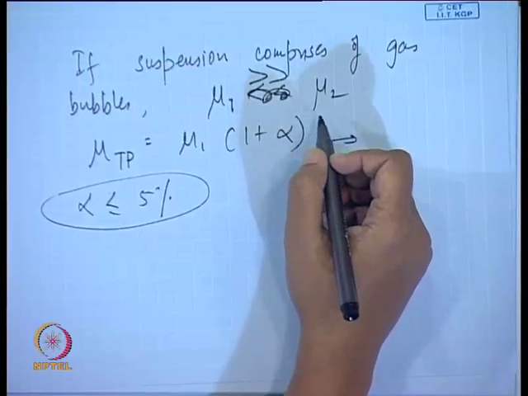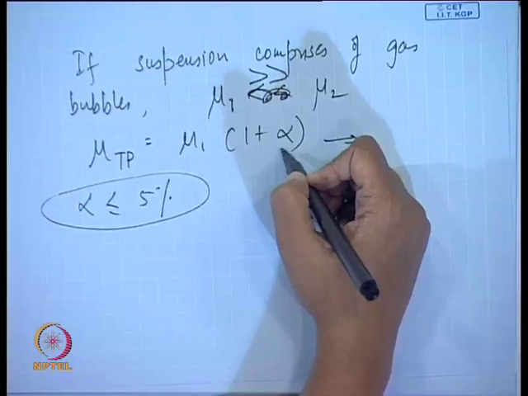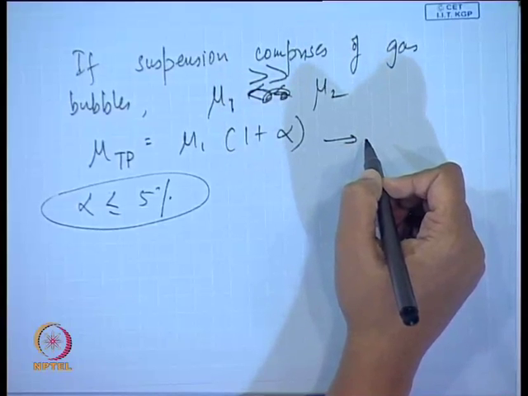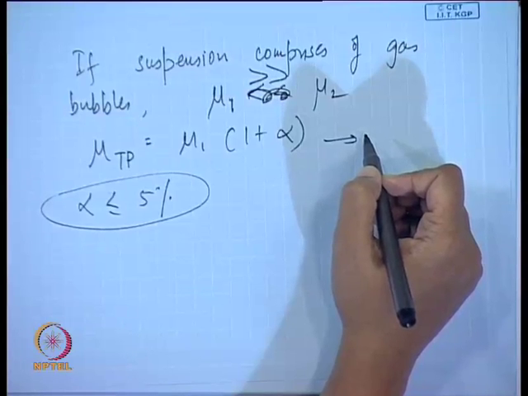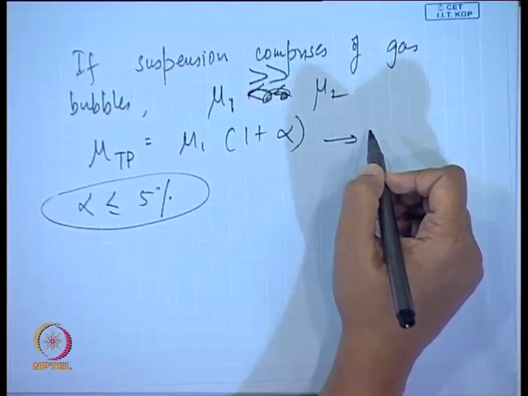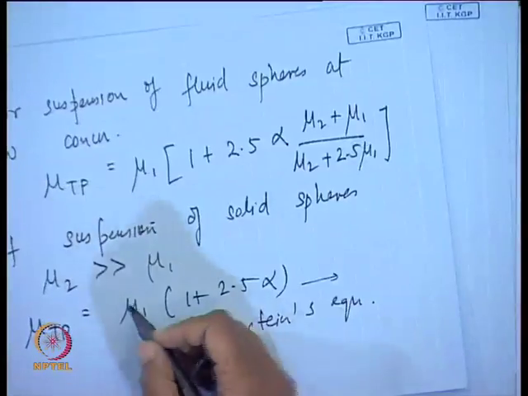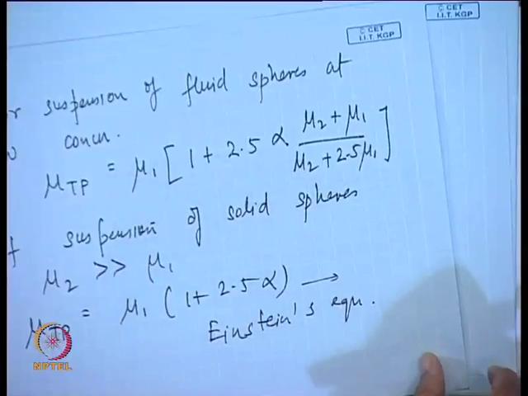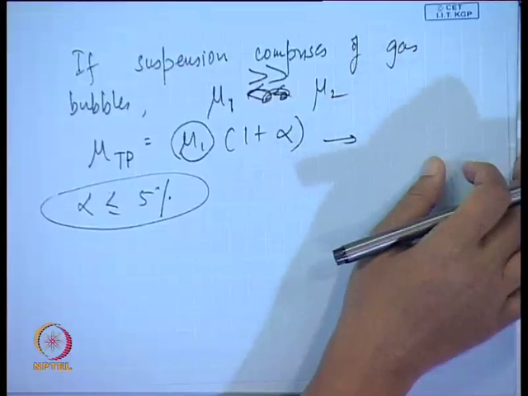Okay. So, we find that more or less both these expressions, the Einstein's equation and this particular expression, they are applicable when the dispersed phase concentration or the second phase concentration is less than 5%, such that the viscosity change due to the presence of the second phase is very small. If you observe both of them, they are expressed in terms of mu 1. So, therefore, naturally the viscosity change due to the presence of the second phase is negligible. Under such circumstances only they are applicable.